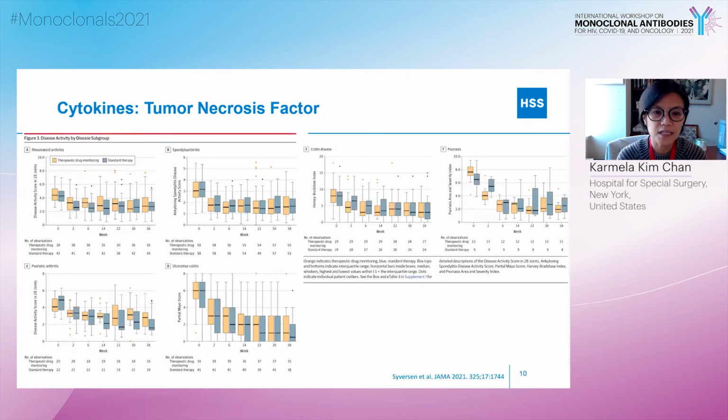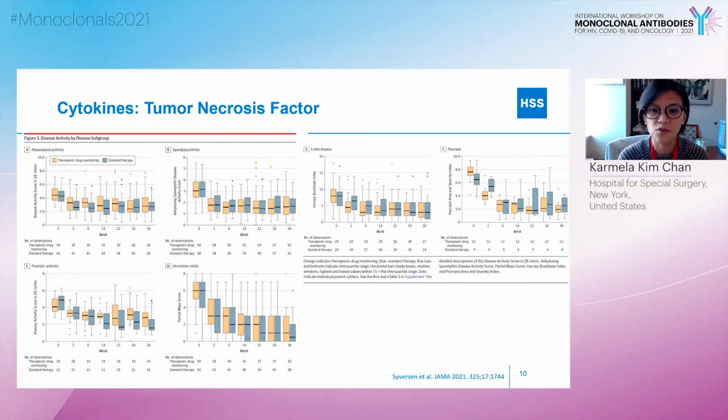Now, because of this induction of autoimmunity, it is common practice for gastroenterologists to monitor drug levels as a surrogate for the presence of neutralizing anti-drug antibodies. This practice has not really taken hold among rheumatologists.